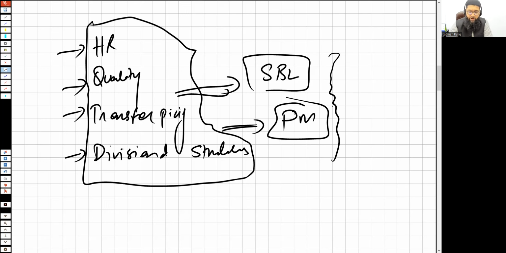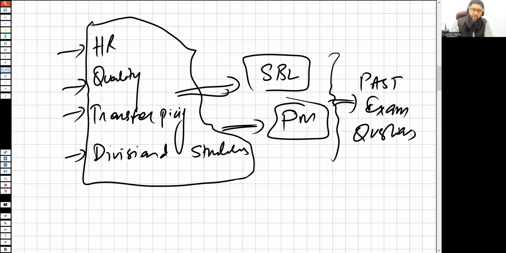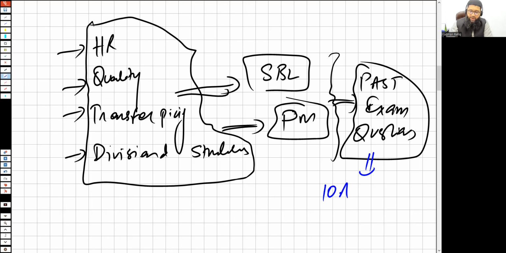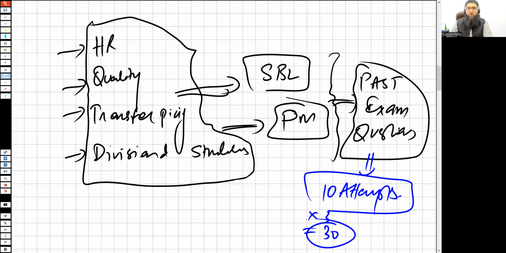Now, as a student, what is it that you have to do? Let me guide you. I personally think that in order to pass APM, there is one simple formula, and that is the past exam questions. There is no other alternative to passing the APM exam. I guarantee that if you attempt the 10 past papers completely, and each past paper has 3 questions, that means if you attempt 30 questions properly, you will be able to pass the whole APM paper very easily.